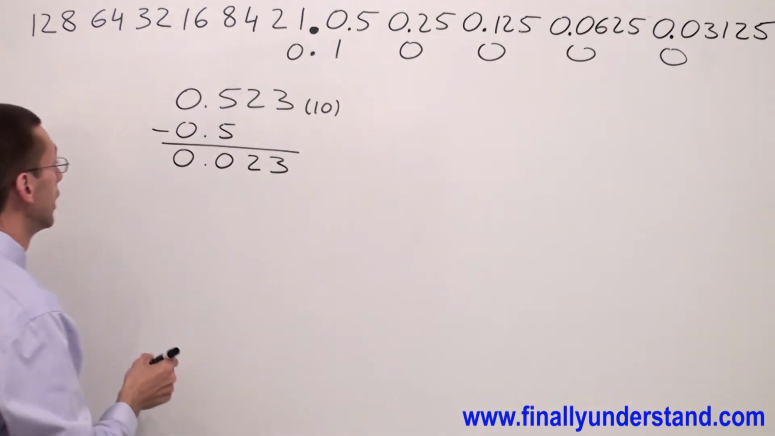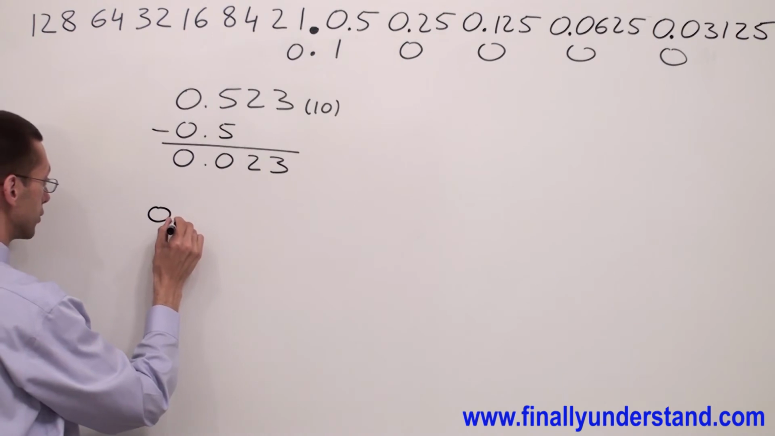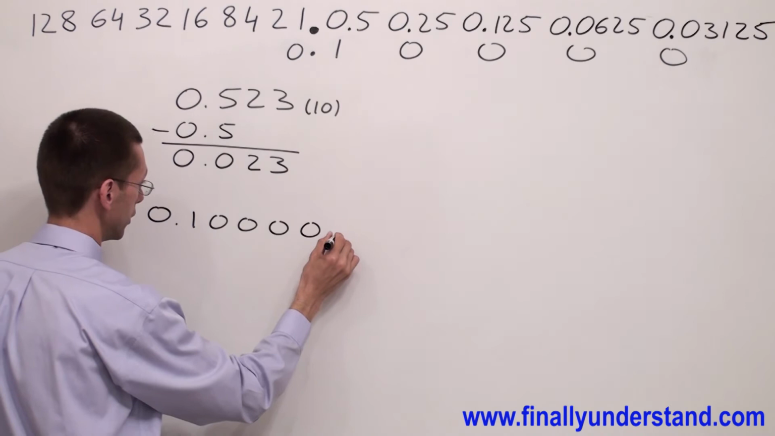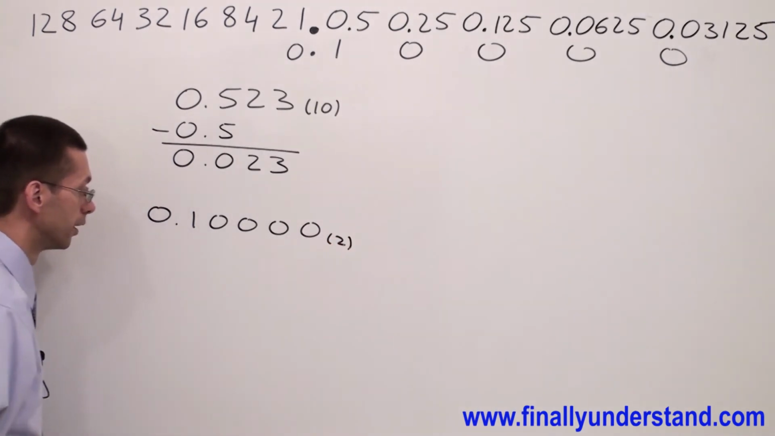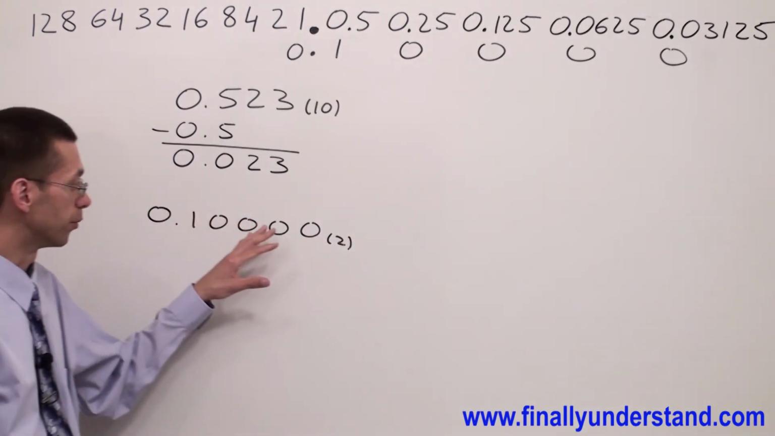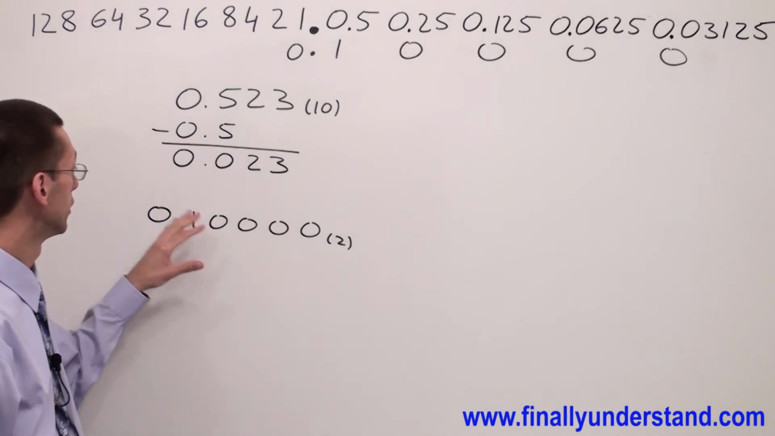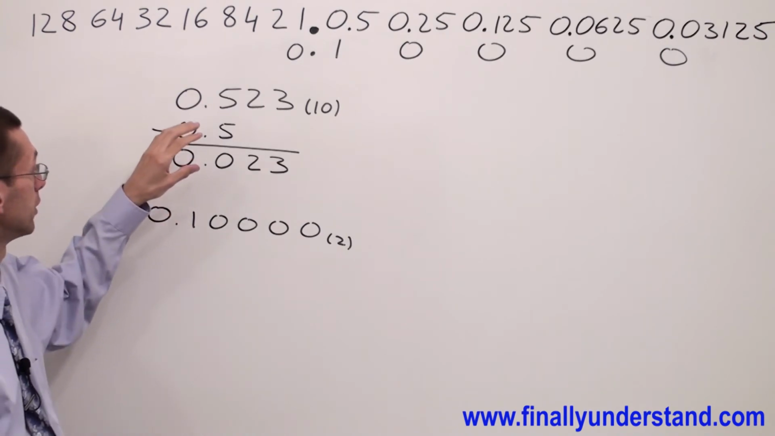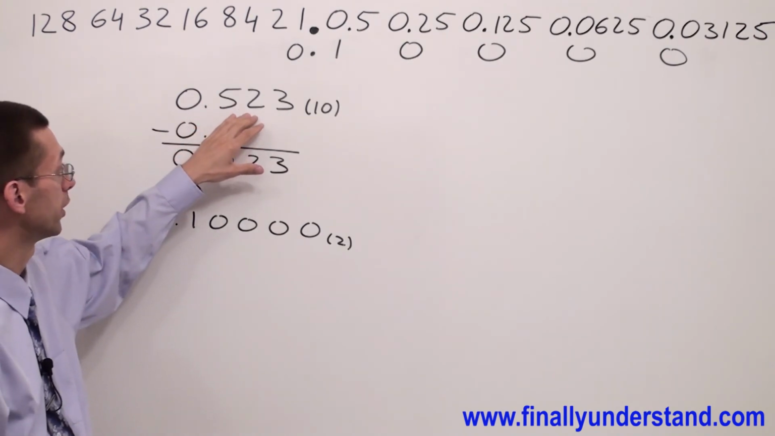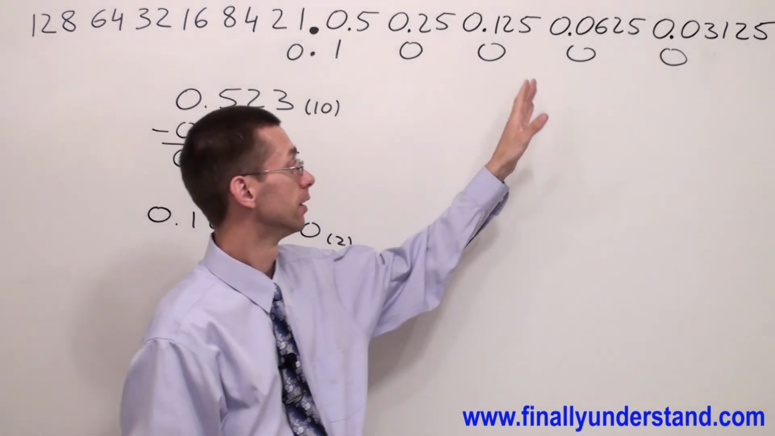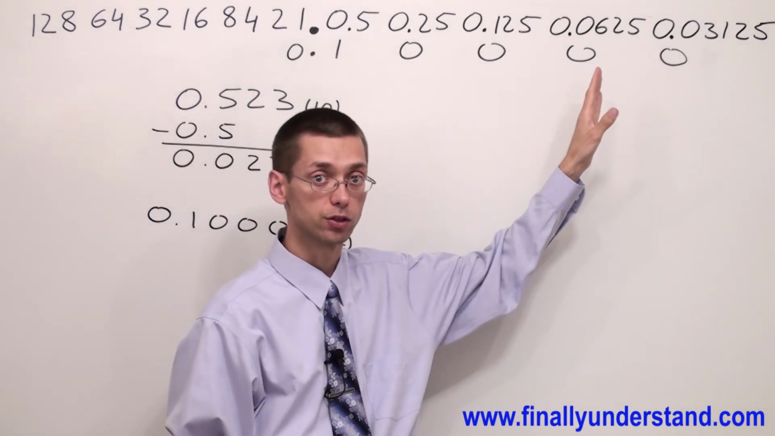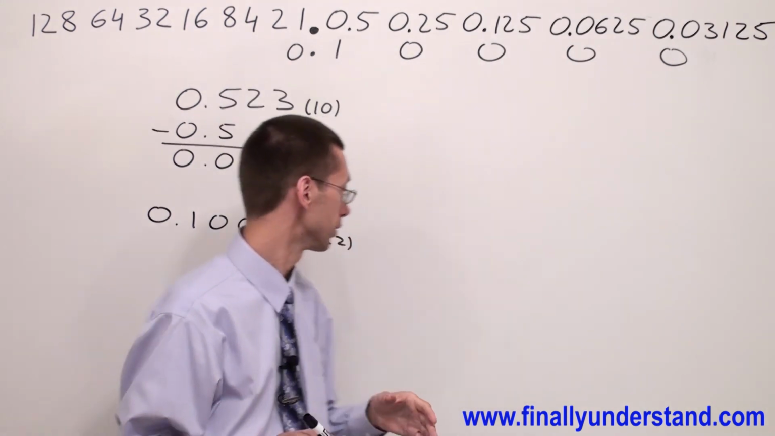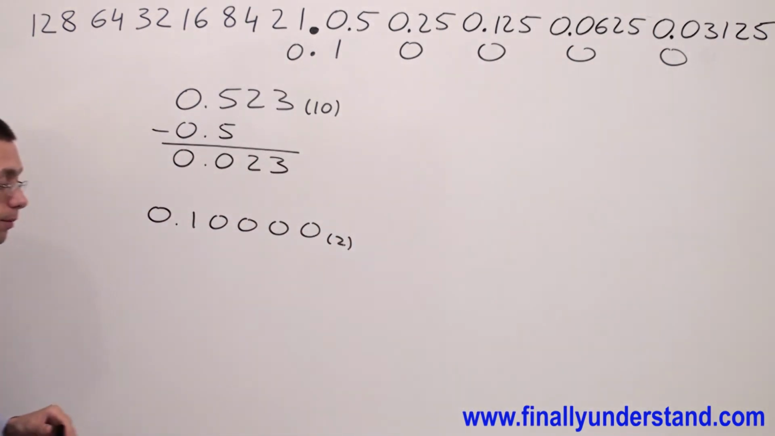Okay, so I'm going to have my answer 0.10000 base 2. This binary number is equivalent to decimal 0.5. If you want to get the value closer to this one, you're supposed to extend your binary number by adding extra weights. But we are going to keep just 5 bits after the binary point. That's why this is the solution to my problem.